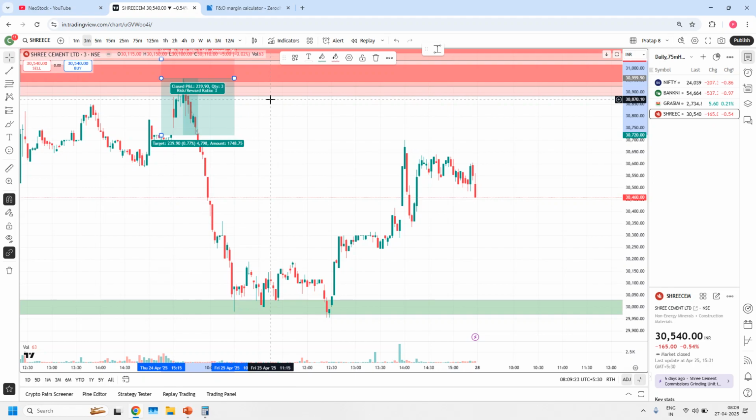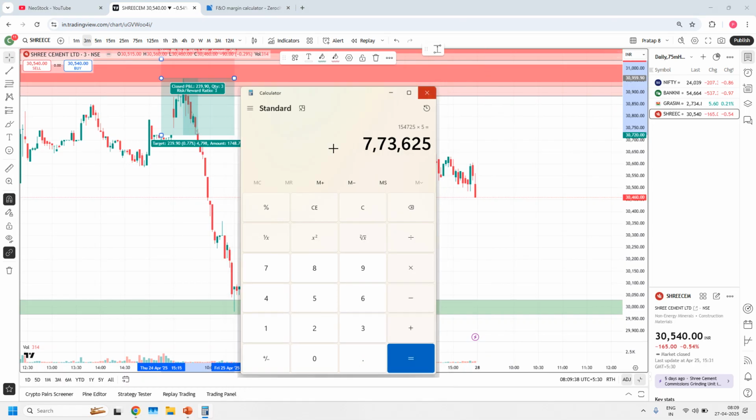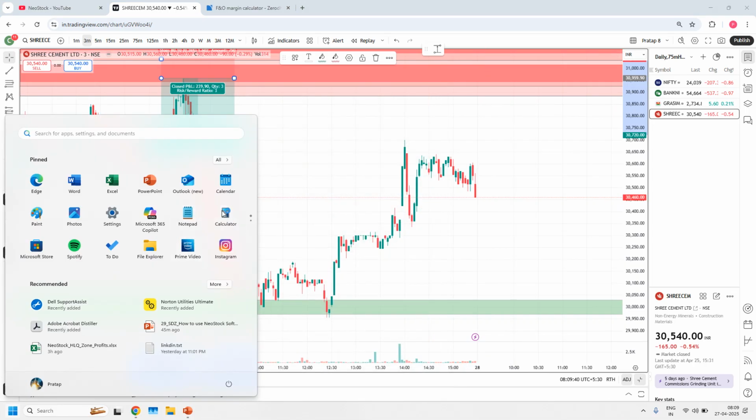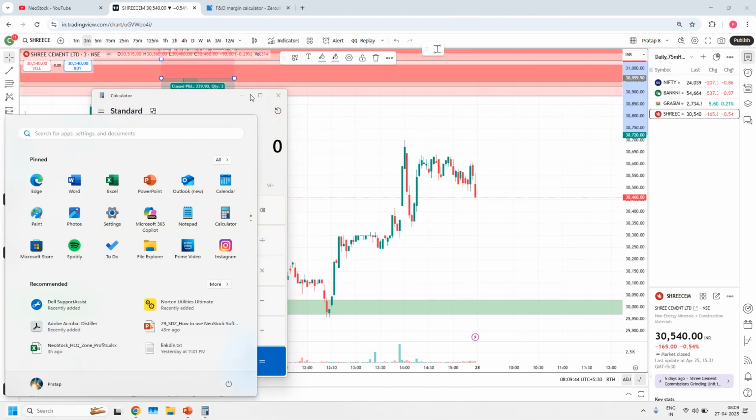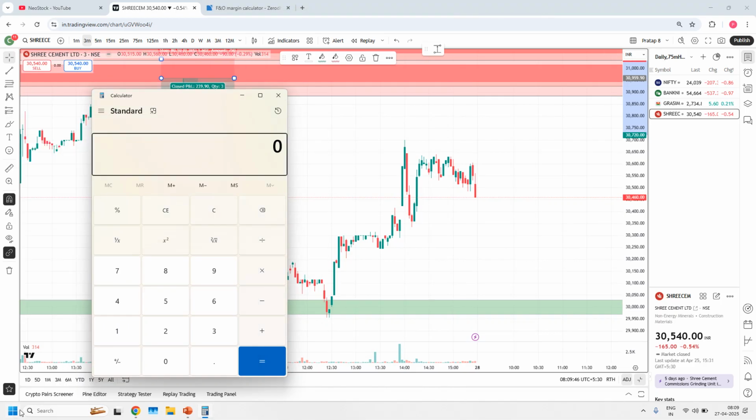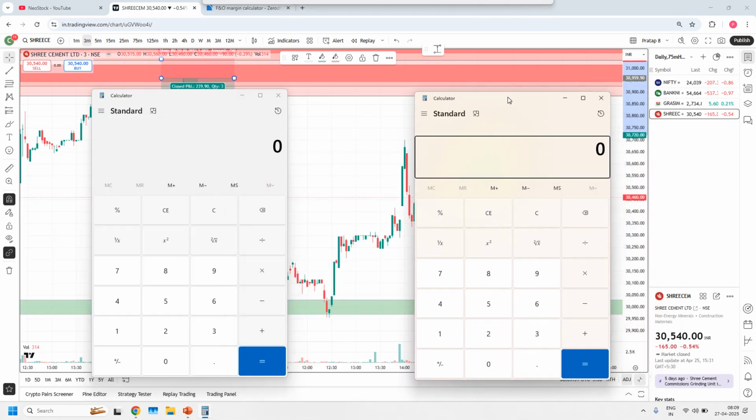First, I am going to clarify the difference between equity price and futures price. In equity, how much profit you get without taking the margin, but in futures, how much profit you get with the margin. I am comparing them in two windows. I am taking two calculators. This is the first calculator. This is for the equity stock. Let me open one more calculator. This calculator I will be using for futures.